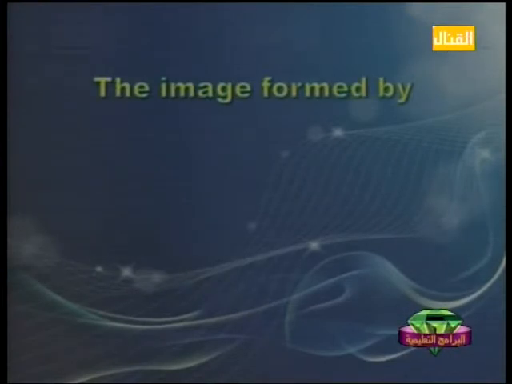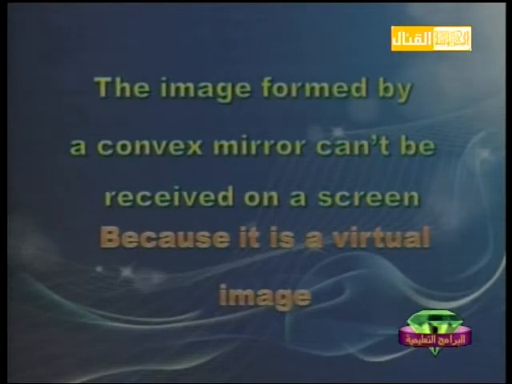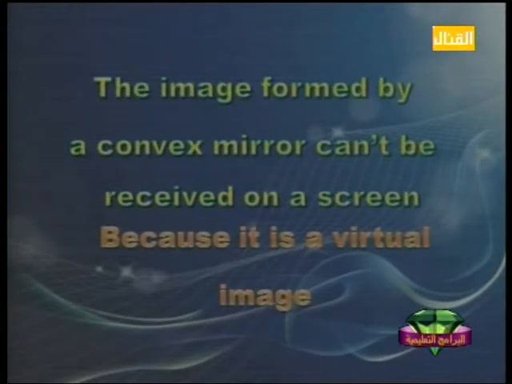After that, another one in the give reason. The image formed by a convex mirror can't be received on a screen. It's the opposite of the last sentence. So the image formed by the convex mirror can't be received on a screen because it is a virtual image. This sentence asks why it can't be received on a screen. Because it is a virtual image, formed by the convex mirror or formed by the plane mirror.